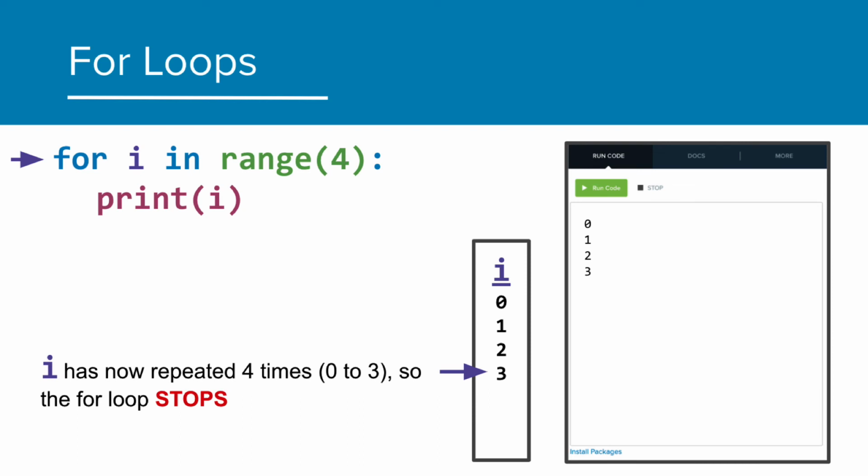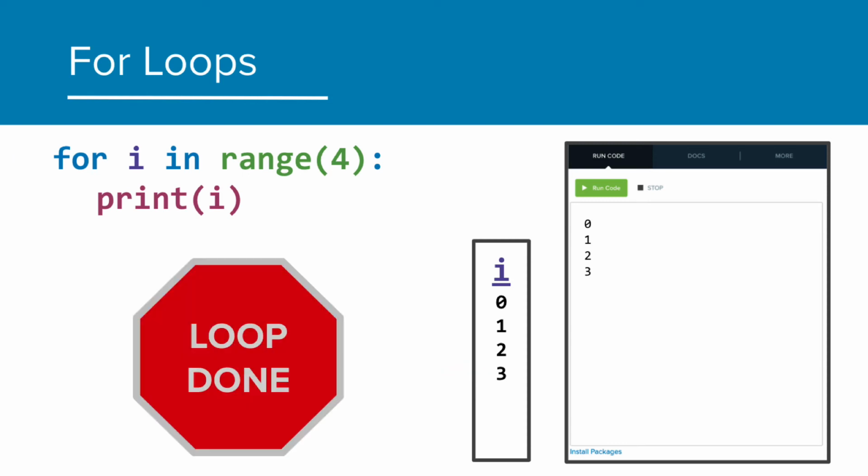You'll notice that we have executed the print statements 4 times now. At this point, the for loop stops. The loop is done and the program will move on. Again, take note here. The loop repeated 4 times, but the values of i were from 0 to 3.